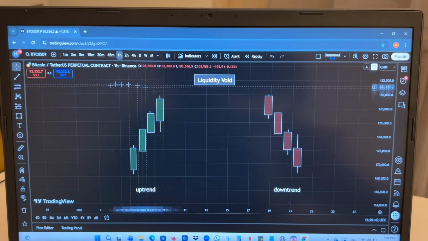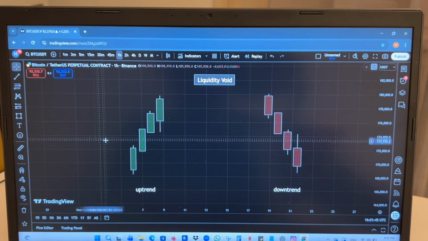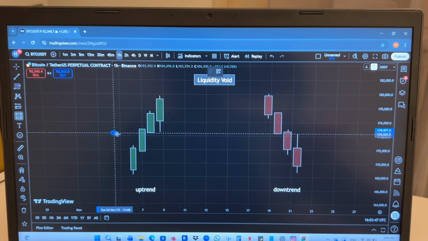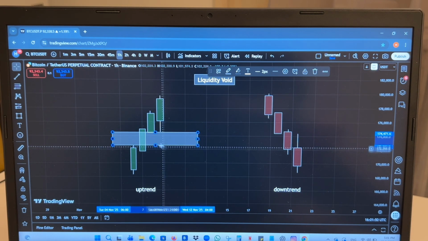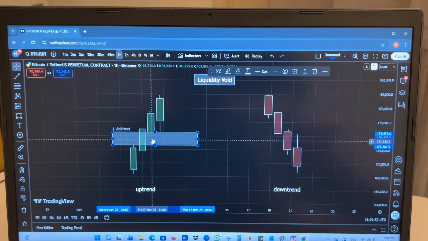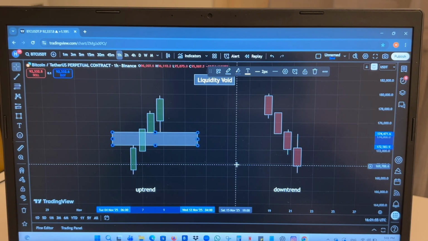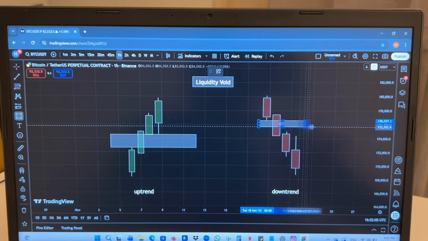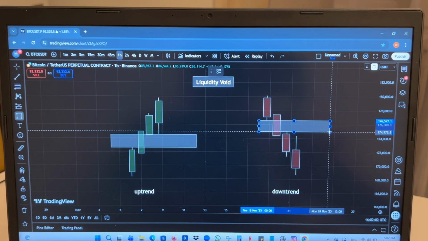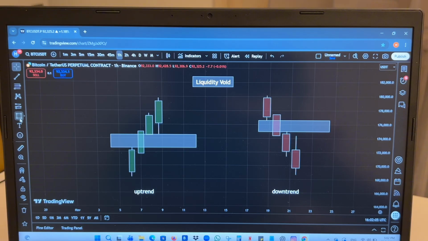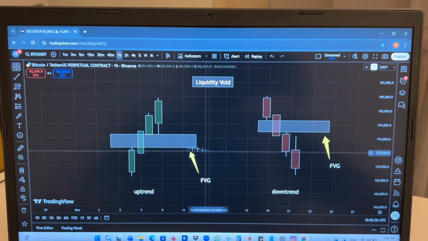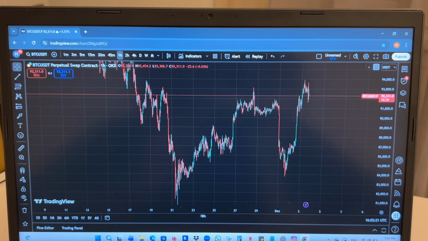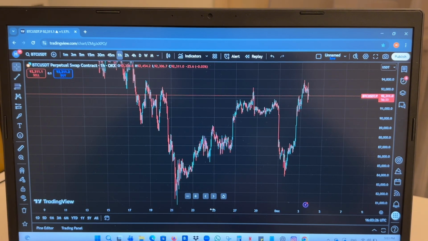So right now, when we look at this uptrend scenario, we can clearly see that there's an imbalance right over here. So this is a fair value gap, or FVG. And in a downtrend also, we can see that the market has left an imbalance. So right over here, this is going to be a fair value gap. We'll just mark this out so it's easy for you guys to understand. So there you go, these two are FVGs. So let's go to the live market to identify some of these fair value gaps.